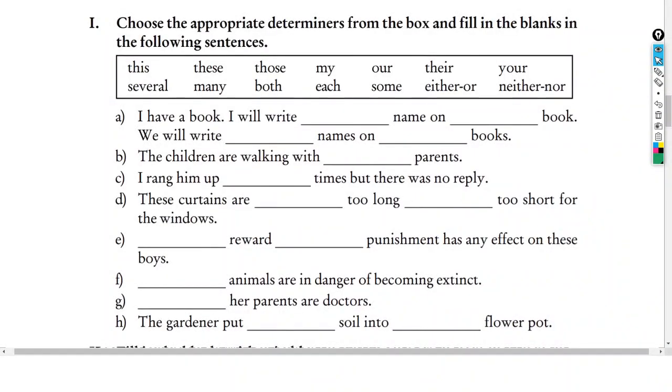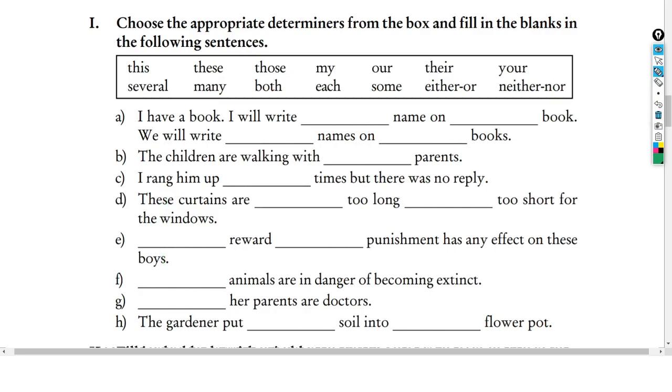Now this is the homework for you. I will be reading it out and you will be doing it. Okay, by yourself you will do. So let us see the homework here. Choose the appropriate determiners from the box and fill in the blanks in the following sentences. These, those, my, our, their, your, several, many, both, each, some, either, or, neither, nor. I have a book, I will write dash name on dash.